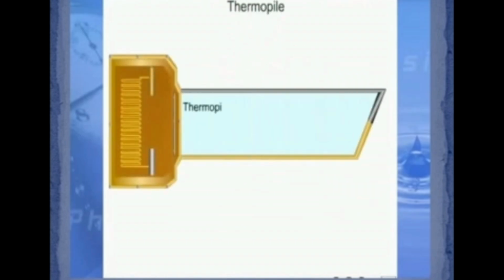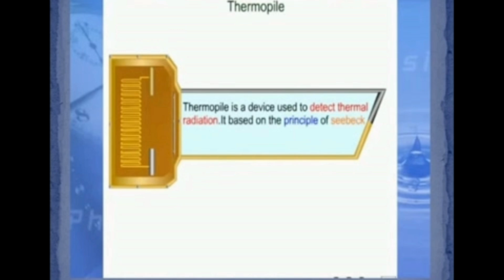The last one is the thermopile. It is an example for the Seebeck effect. A thermopile is a device used to detect thermal radiation. It is based on the principle of the Seebeck effect.